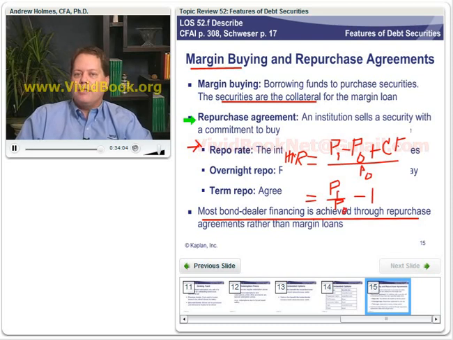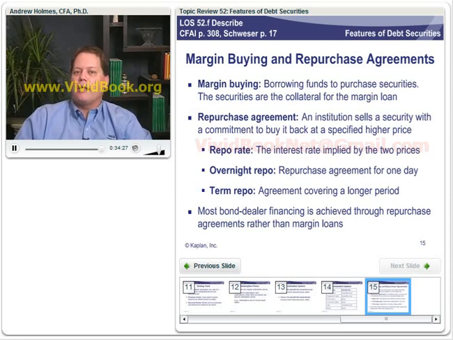This is how we would calculate the repo rate. The price tomorrow that we're going to buy it back at, that's P1. The price we sell it at today, that's P0. Subtract off the 1, and then we would go through and annualize that somehow. But that would give us a definition of the repo rate. So remember, when you're looking at formulas on the exam, you need to be able to see these individual components. That will really help your understanding. So we can calculate the repo rate as a holding period return, and then we can annualize.